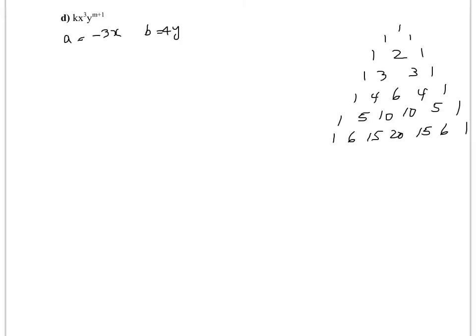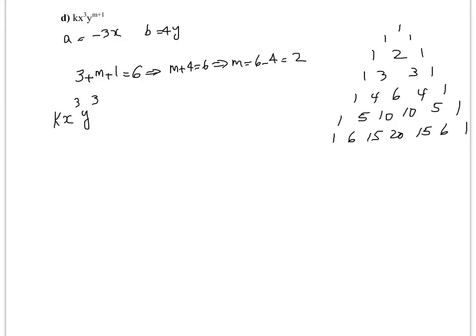The next example, the term is kx^3 y^(m+1). Again, 3 plus m plus 1 has to be equal to 6. So this becomes m plus 4 is 6. So m is 6 minus 4, which is 2. So we have to find now kx^3 y^3.